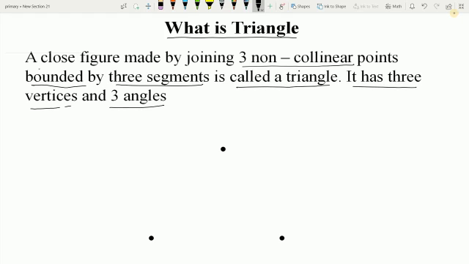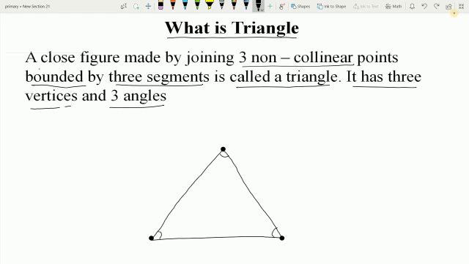Students, as you can see here, three non-collinear points are given. अब हम अगर किसी को लाइन सेगमेंट से बाउंड कर दें तो जो फिगर बनेगा उसे ही हम क्या कहेंगे? ट्रायंगल। और जैसा कि आप देख सकते हैं, it has three vertices. Students, vertices is a plural of vertex. So in this triangle you can see three vertex.